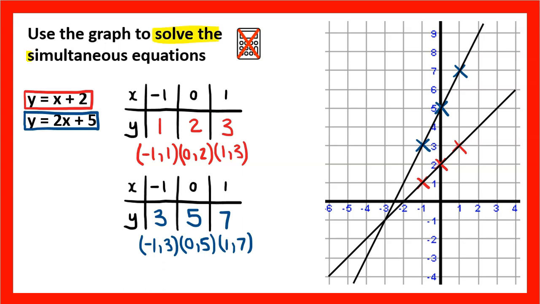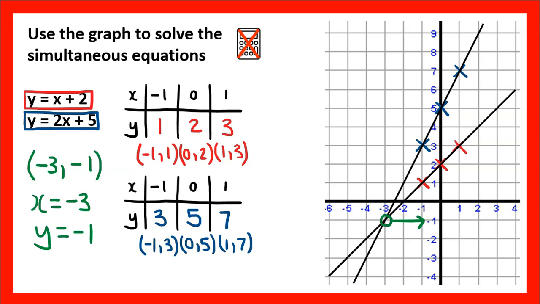And the solutions to your simultaneous equations will be where these straight lines intersect or cross. We can see that they cross here, so we just need to find out what the corresponding x and y value is for that coordinate or that point. So the coordinate is negative 3 and the y value is negative 1. So therefore x equals negative 3 and y equals negative 1.